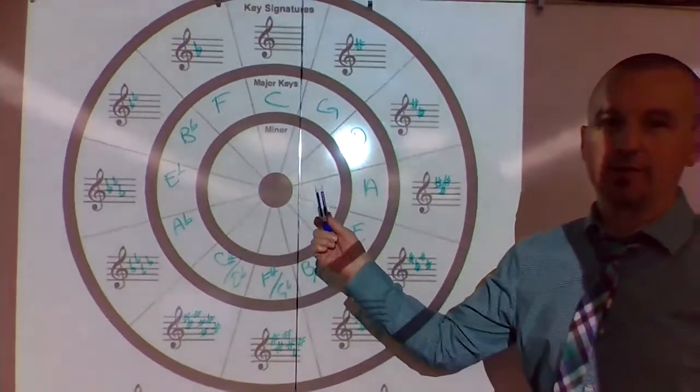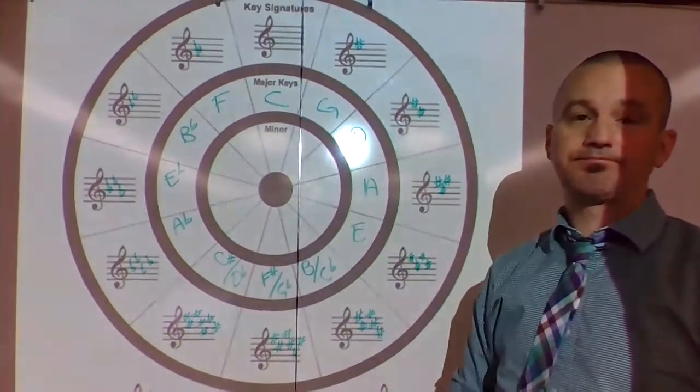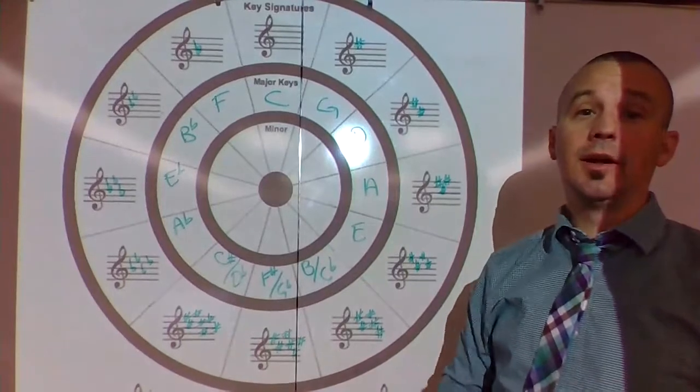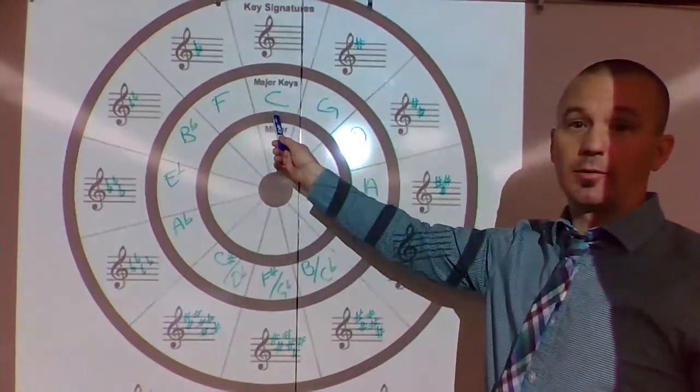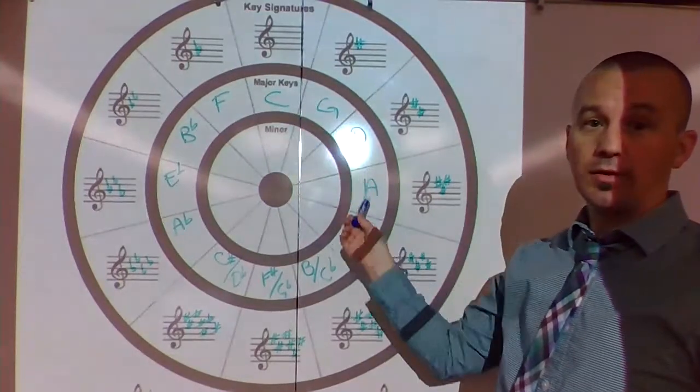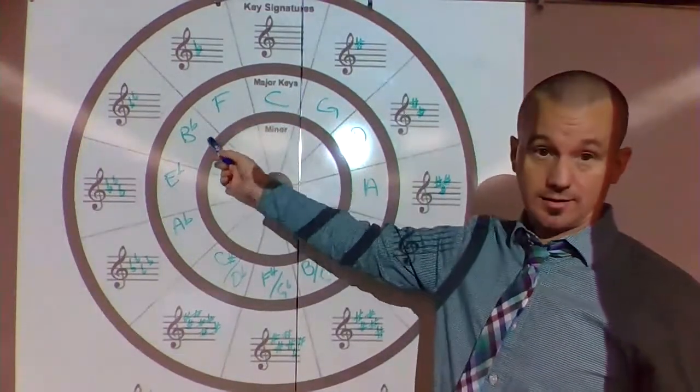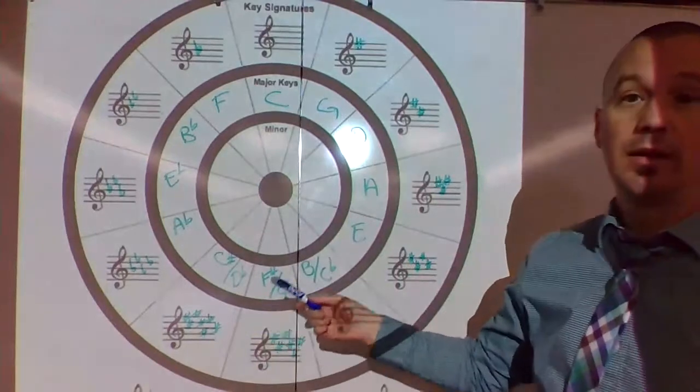Right, you recognize this. This is the circle of fifths. I have all of my major keys in here and my key signatures. Remember how we do that. I've got C here. We're going to go up in fifths as we go around clockwise. We're going to go up in fourths as we go around counterclockwise.